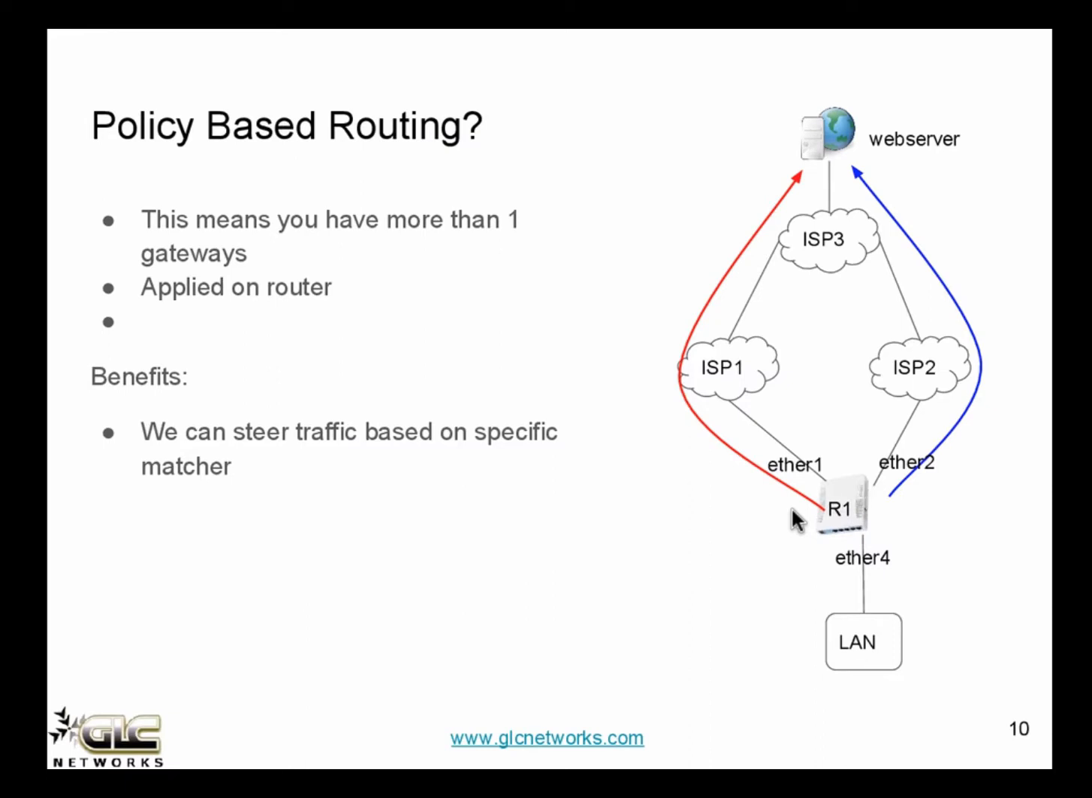Because policy-based routing is all about routing, and the device that does the routing is the router, PBR will be applied on the router. What's the benefit? We can steer traffic based on specific matchers. For example, we have LANs here. Let's say we have two LANs, or in this LAN we have two networks. The first network goes this way through ISP1, and then LAN number 2 will go through Ether 2 here on the second ISP.